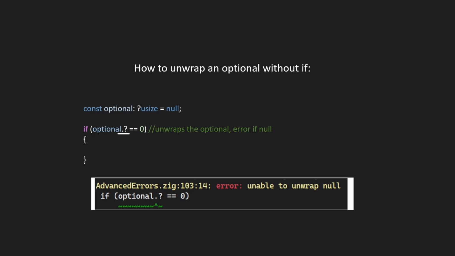Alright, so I forgot something. There is actually a way to unwrap an optional without an if statement, and that's to use this syntax here, dot question mark. If you use dot question mark here, then this will unwrap the optional and convert it to a value. The only problem with doing this is you will get an error if it is actually null. It'll say something like unable to unwrap null. But you can do something like if null, else, if this. But if you just want to directly use an optional without an if statement, use dot question mark.